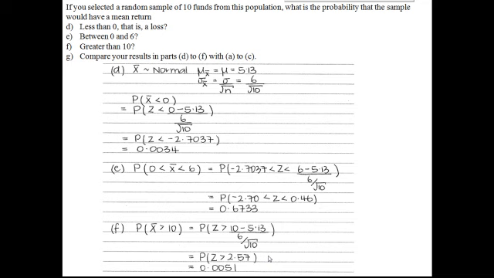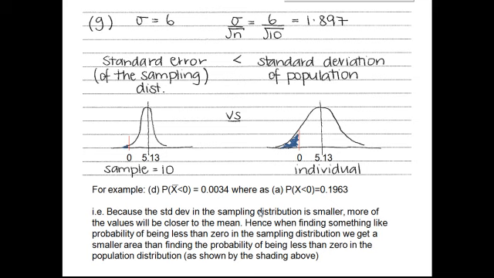Now you've probably noticed that we did pretty much the same questions for x and for x bar. Now that brings up the question of, well, how did the answers differ? And let's just compare for part A and D. So in part A, we were looking at the probability that x is less than 0, whereas in part D, we were looking at the probability that x bar is less than 0. Now, part D had a much smaller answer than part A.